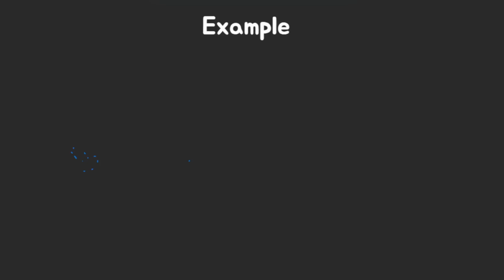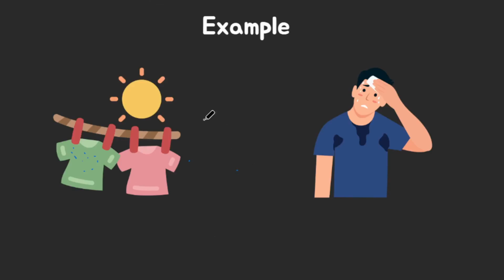Next, let's see some examples. In our daily life, we usually wash our clothes, and we dry the wet clothes in front of sunlight. Why do we dry them in front of sunlight? Because when you dry clothes in sunlight, they get dry much faster.